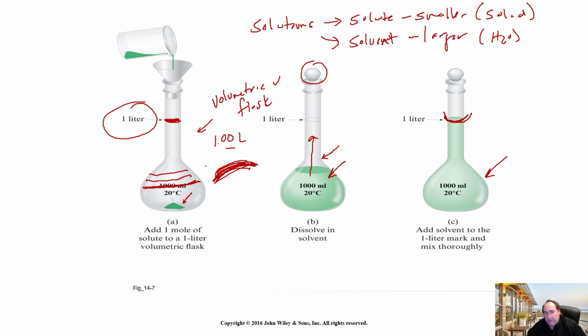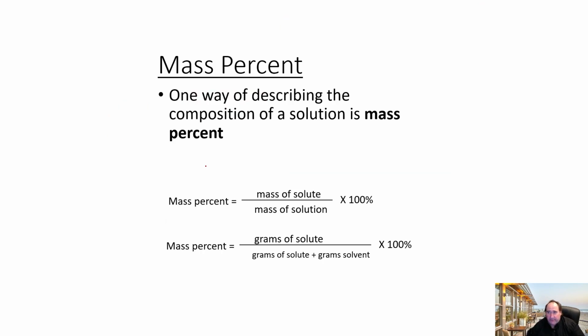So that's a nice, very good way to make a solution, a very accurate way also to make a solution as well. So let's talk about some units here. The first type of unit we're going to talk about are percent units, and the first one is mass percent. This is sometimes referred to as percent m/m, mass to mass percent, and it is the mass of the solute divided by the mass of the solution times 100%.